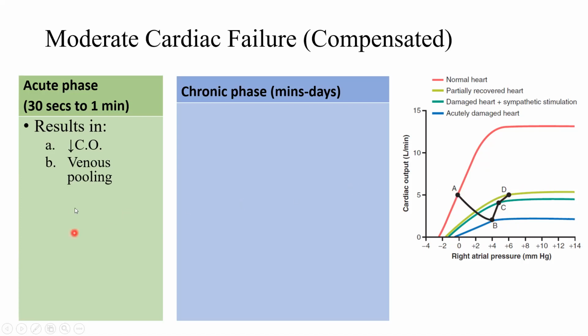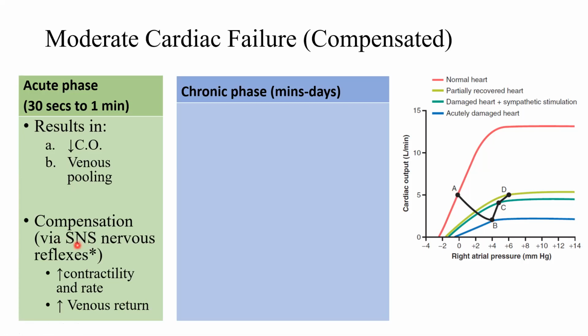Okay, now we'll look at the acute phase. As I mentioned, it basically manifests as a decrease in cardiac output and venous pooling. Okay, now compensation will happen through the sympathetic nervous system reflexes, the baroreceptor, the CNS ischemic response, and chemoreceptor reflex response, all that you have discussed under control of arterial blood pressure. They come into play because as soon as you have decreased cardiac output, you will have decreased blood pressure. I hope you remember the formula for blood pressure is cardiac output times total peripheral resistance.